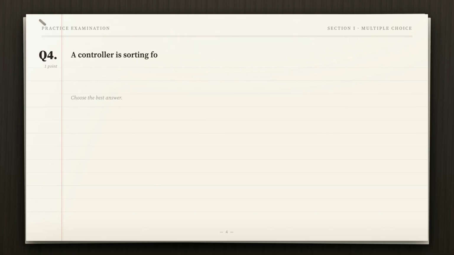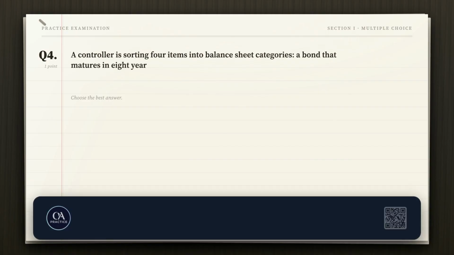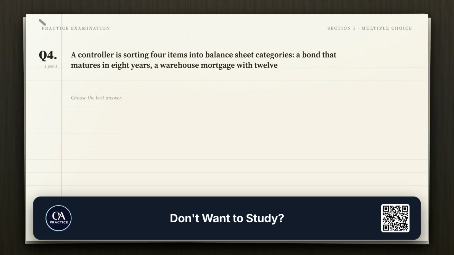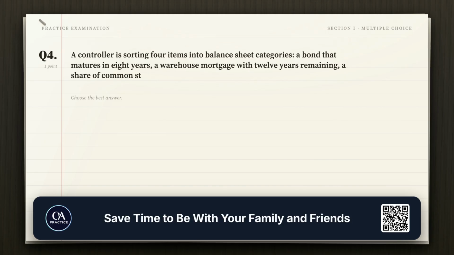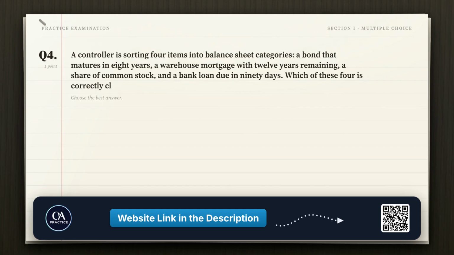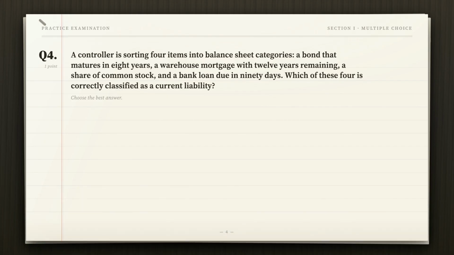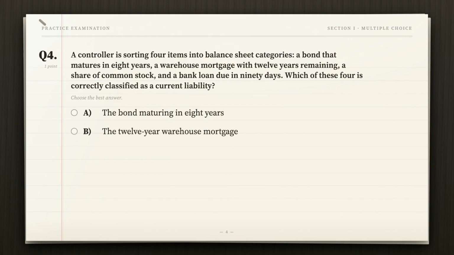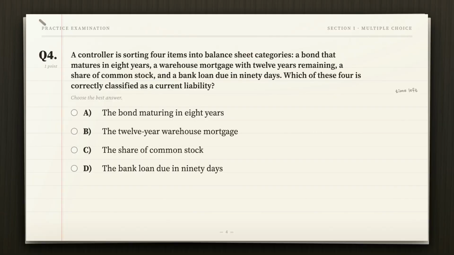Question 4. A controller is sorting 4 items into balance sheet categories: a bond that matures in 8 years, a warehouse mortgage with 12 years remaining, a share of common stock, and a bank loan due in 90 days. Which of these 4 is correctly classified as a current liability? Your options are A. The bond maturing in 8 years, B. The 12-year warehouse mortgage, C. The share of common stock, D. The bank loan due in 90 days. What's your answer? Commit to one before I continue.